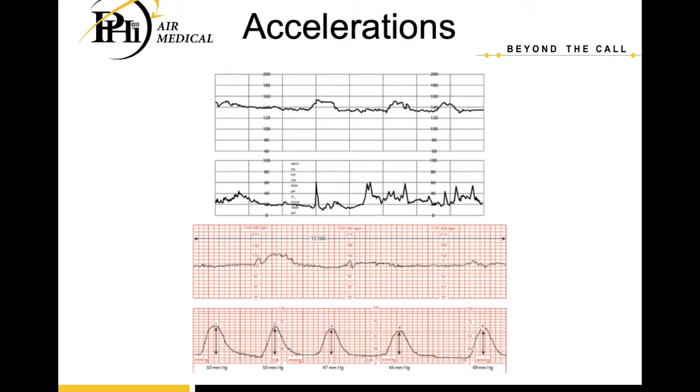Right here on the top portion of it, we can see 3 to 4 accelerations, right? We see the 3 on the right that are very obvious, and then a pretty good case to be made about an additional acceleration on the far left side as well. On the bottom EFM reading, we see at least 2, and then there's a case to be made about the one in the middle as well, depending on that gestational age. It lasts about 15 seconds.